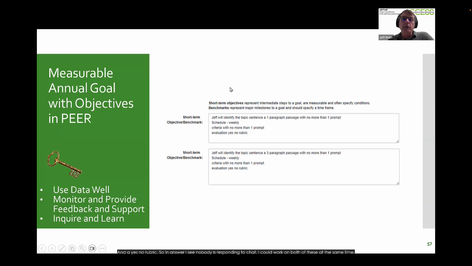So in answer, I see nobody's responding to chat. I could work on both of these at the same time. I could work on this one before I work on this one.